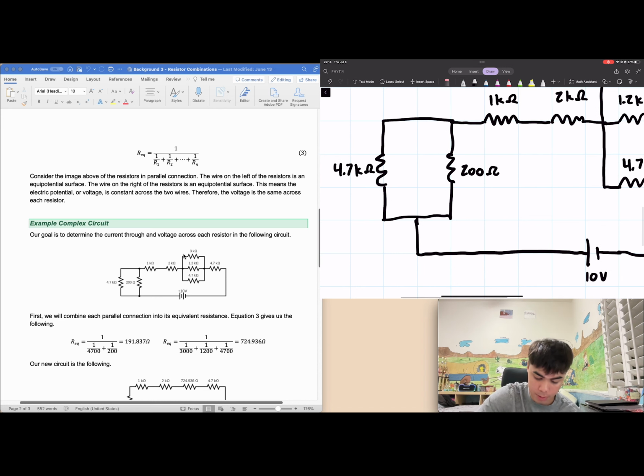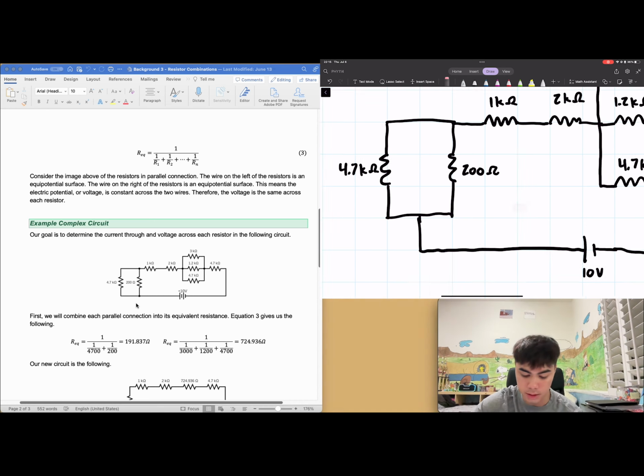But it's the same either way, because this is all one equipotential surface no matter what, and this is all one equipotential surface no matter what. So however you would hook up the circuit in real life on a breadboard, these would both end up being the same.